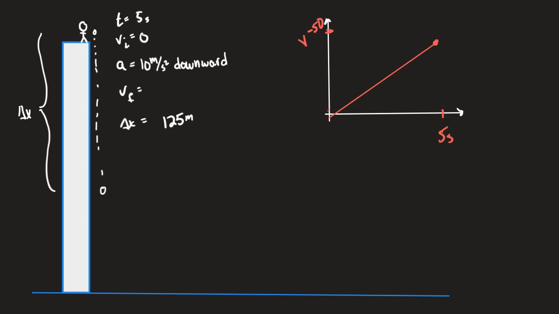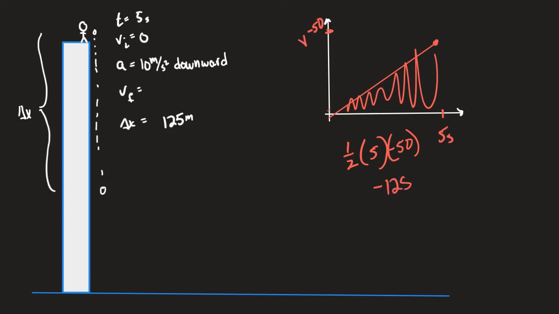Fair enough? All right. So, you did the area here. You did 1/2 times 5 times negative 50 to get your negative 125.